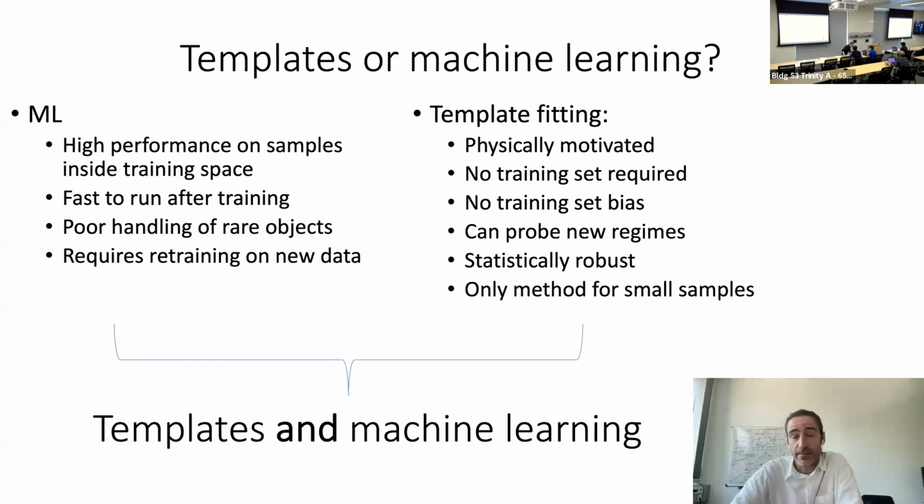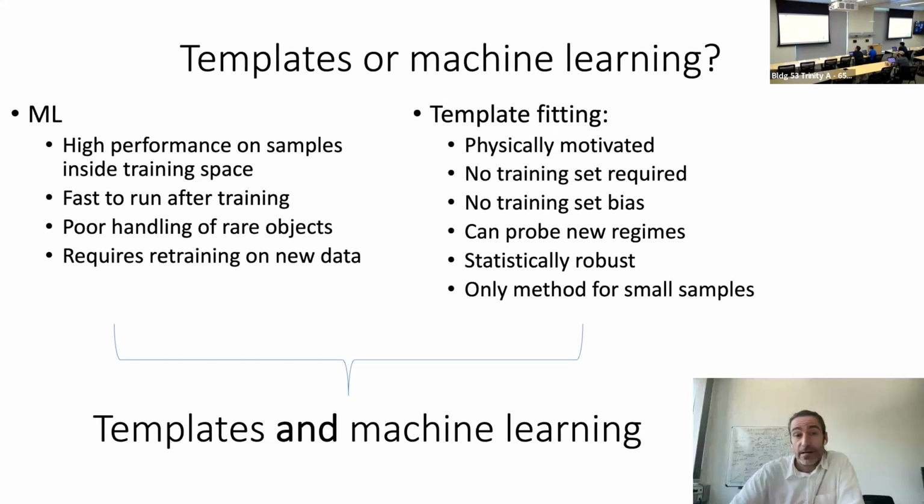Template fitting is physically motivated, which is a real advantage. We have these physical SEDs, which we're fitting. No training set is required. Slight caveat, we can use training sets to fit zero-point offsets, but effectively it can be run without any training. That means we don't have a training set bias, and we can probe new regimes. It's statistically robust, based on very well understood chi-squared minimization statistics. There's a huge literature on that, and I think that means we understand the meaning of things like errors. We understand how the errors are generated and what they mean.